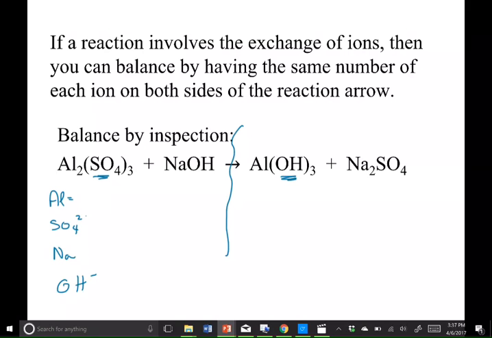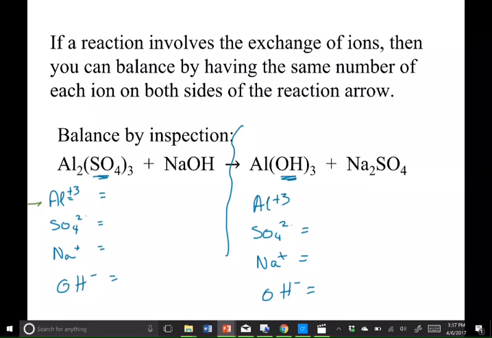I'll go ahead and put my charge when that's a +3. You wouldn't have to put the charges, but we know what they are, so why not? That's the tally. I'm going to put the same order over here. So we need to account for aluminums, sulfates, sodiums, Na pluses, and hydroxide, OH minuses, on both sides. So let's see what our starting tally is.